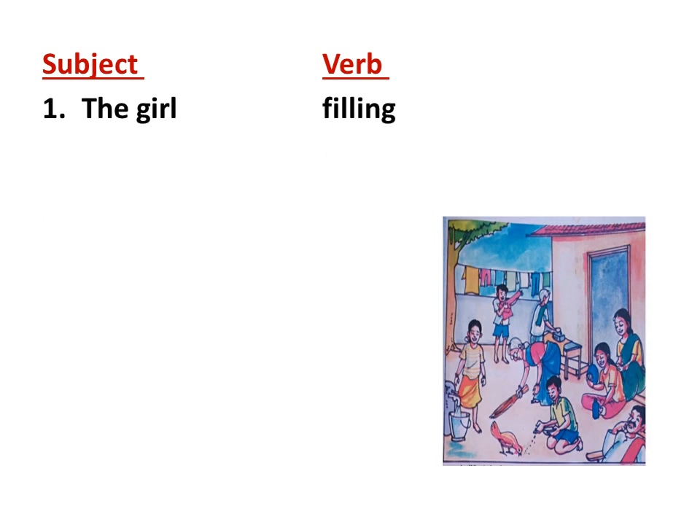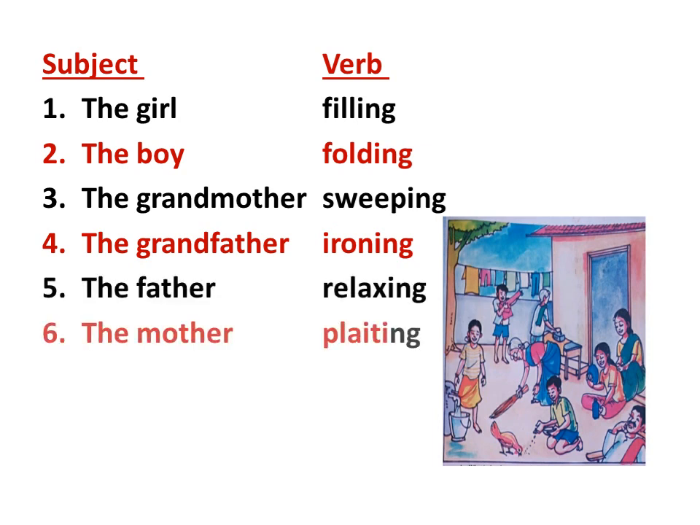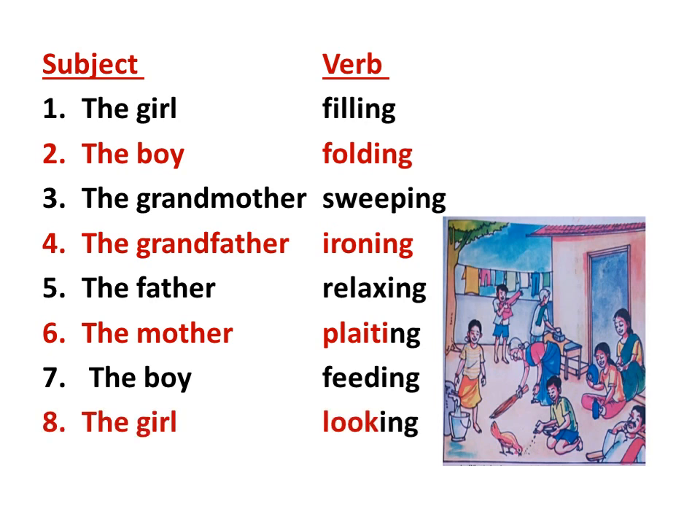The girl filling. The boy folding. The grandmother sweeping. The grandfather ironing. The father relaxing. The mother plaiting. The boy feeding. The girl looking. This girl over here. So we know that these sentences are not complete. There is something missing. Let's make them complete sentences.